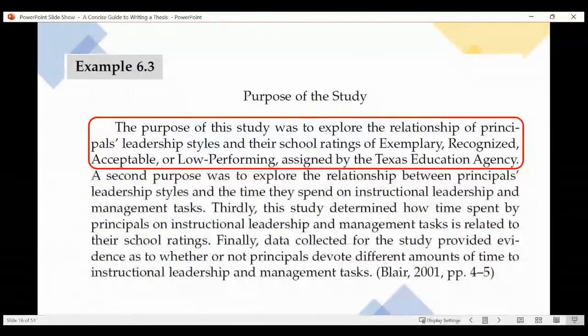Look at this here. The purpose of this study was to explore the relationship of principals' leadership styles and their scoring rating of exemplary recognized. So if you look at here, this writer has four purposes, 1, 2, 3, 4, to talk about or to investigate.